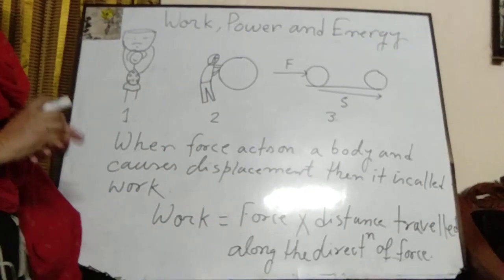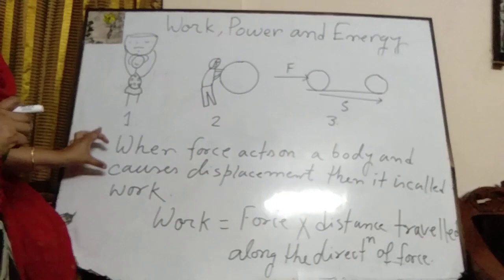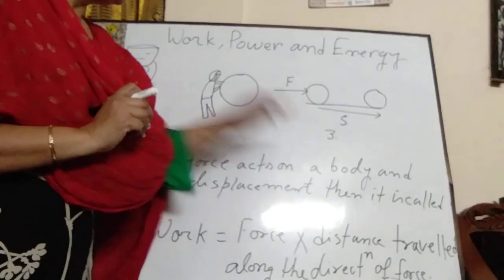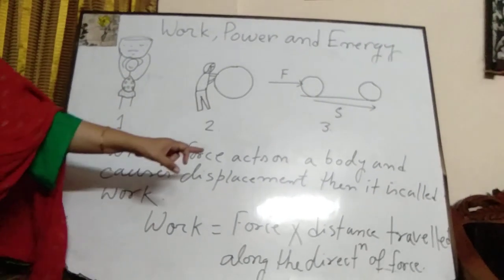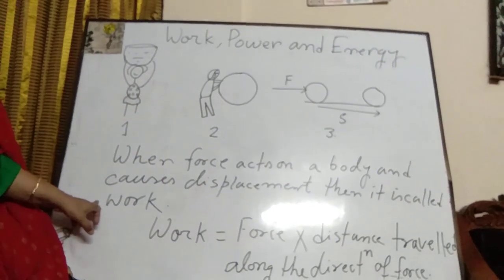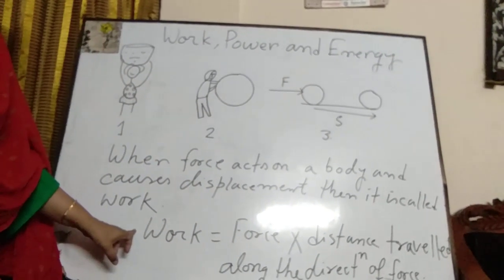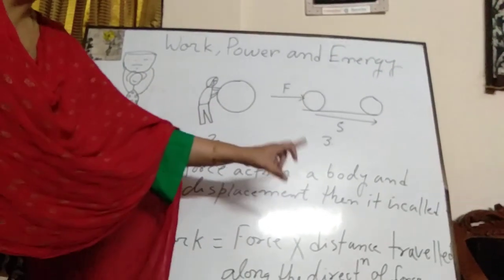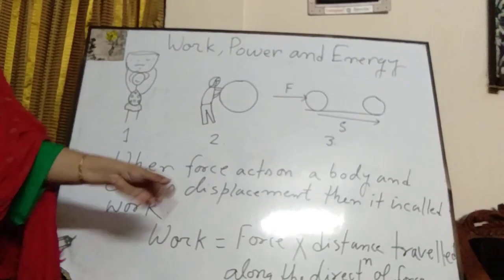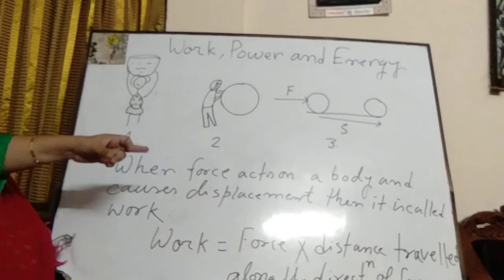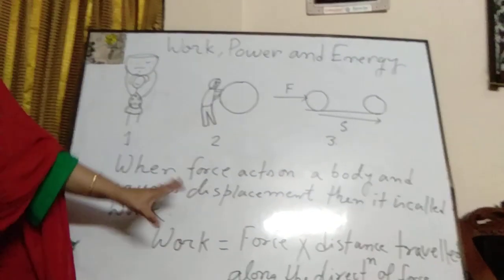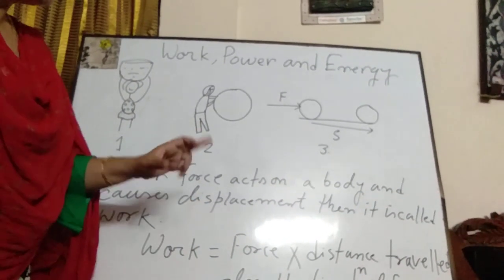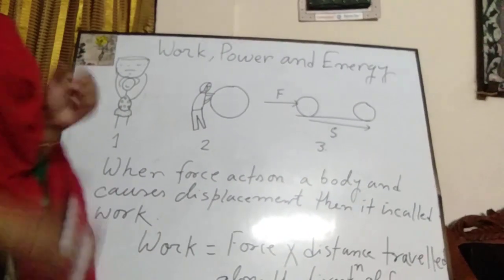So what is work? Look, I have written the definition of work done. When force acts on a body and causes displacement, then it is called work. So work equals what? By the formula, work equals force into distance travelled along the direction of force. We have to clearly understand here: work equals force into distance travelled along the direction of force.